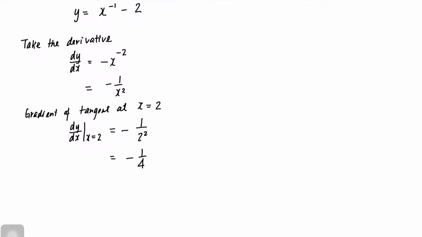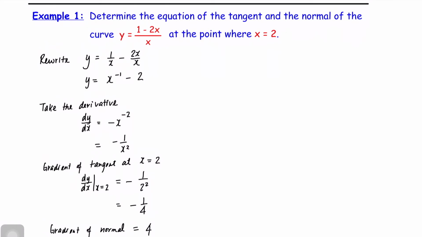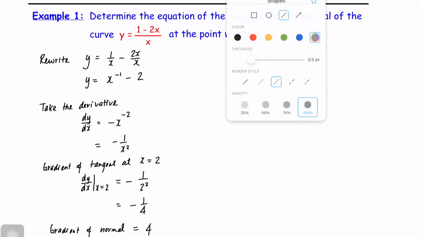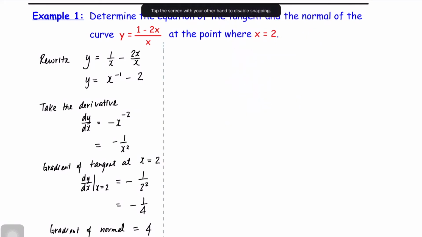Since this is the gradient of tangent, therefore the gradient of normal would be positive 4. Okay. So let's move on because we're looking for equations of lines. So let's separate the section. We'll start by looking for the equation of tangent.